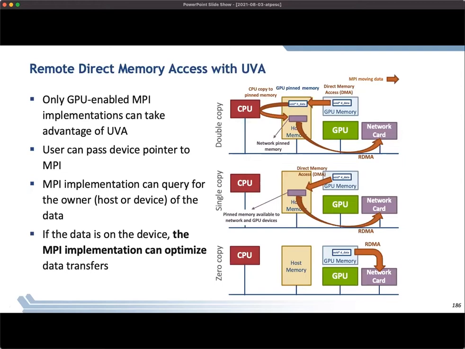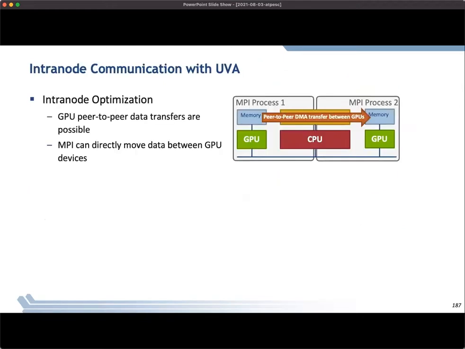But if you do have a latest GPU that has GPUDirect RDMA, then the communication can happen in a zero-copy fashion, where the network card can access the data on the GPU memory directly.